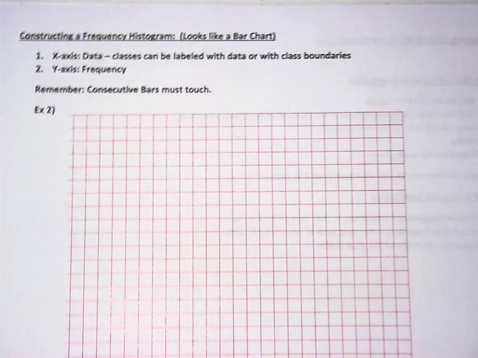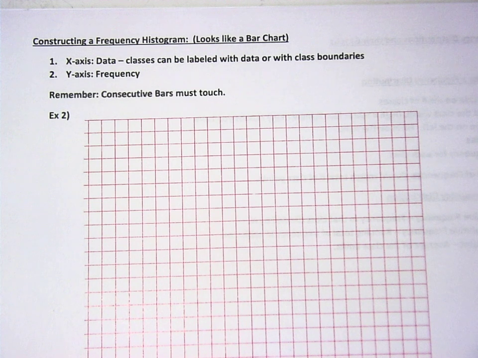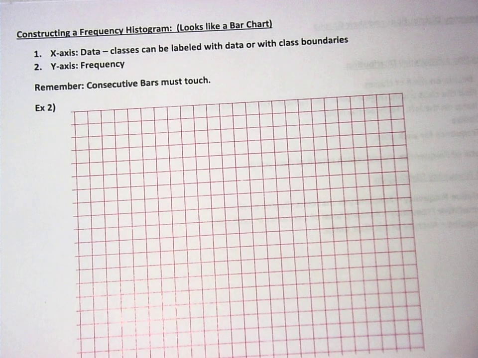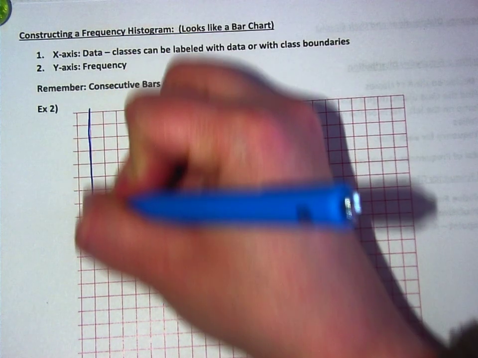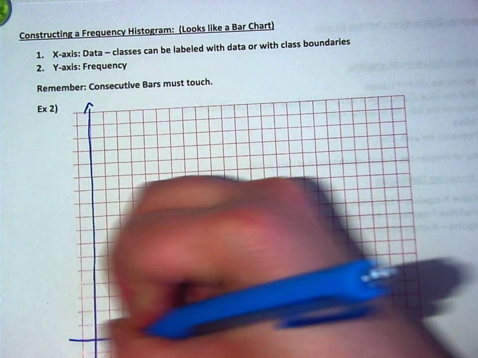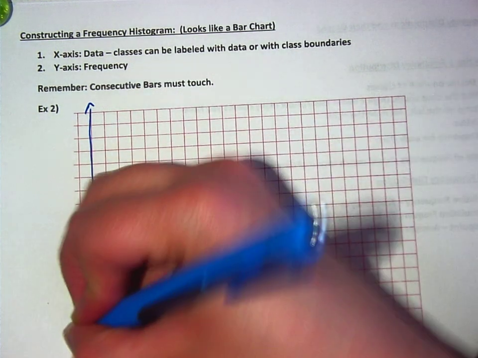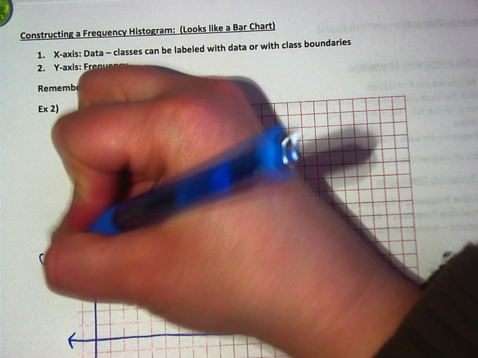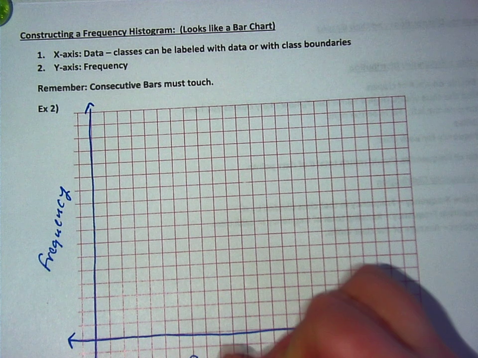A histogram looks like a bar chart, except the bars are touching. So I wrote down all the stuff you need to know at the top of the page. It says, remember that consecutive bars have to touch. This is a frequency histogram, so everybody please draw some axes. We're only using positive axes right now because our frequency is going on this side. Down here, I'm going to write the label, class numbers.